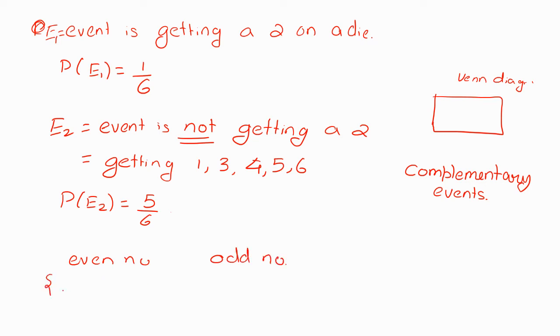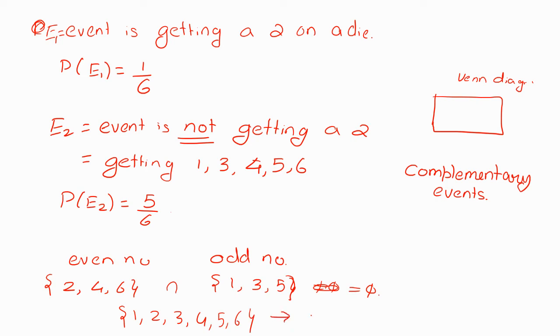Okay, what will be the even number set? 2, 4, and 6, and the odd number set will be 1, 3, and 5. Now the intersection of these is empty, sorry, equals phi. But if you check the union of them, the entire 1, 2, 3, 4, 5, 6, that is, the entire sample space has been covered.